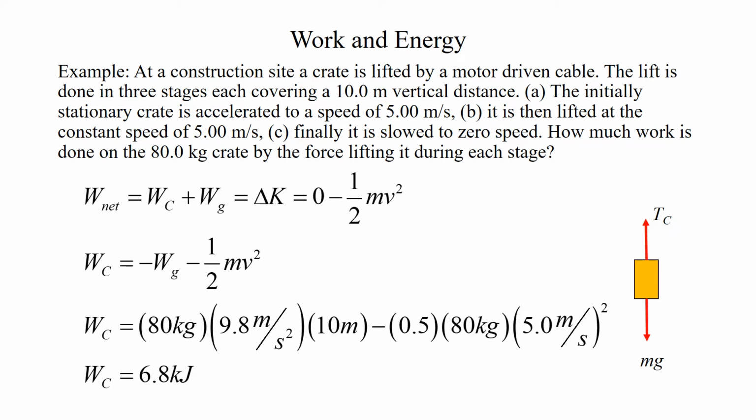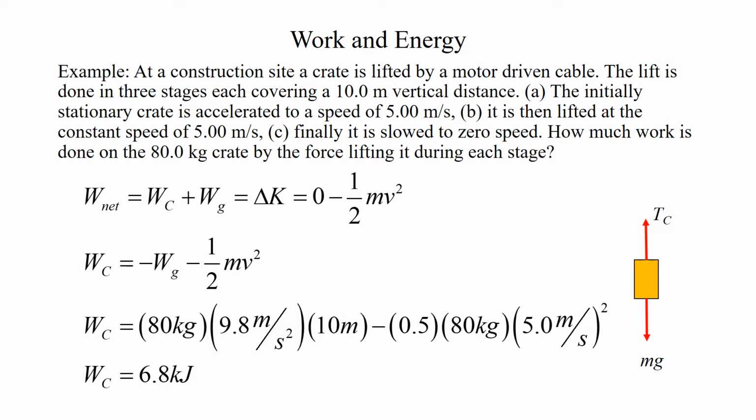Now finally, for the last stage, we're going to slow from 5 meters per second down to 0 as the crate reaches the top. So again, we have the net work equals the work done by the cable plus the work done by gravity equals the change in the kinetic energy, which of course is final kinetic energy minus initial. Well, the final kinetic energy is 0 because we slow to a stop, and the initial kinetic energy is 1/2 mv squared. So it's 0 minus 1/2 mv squared. So then solving for the work done by the cable, we get work done by the cable equals the negative of the work done by gravity minus 1/2 mv squared.